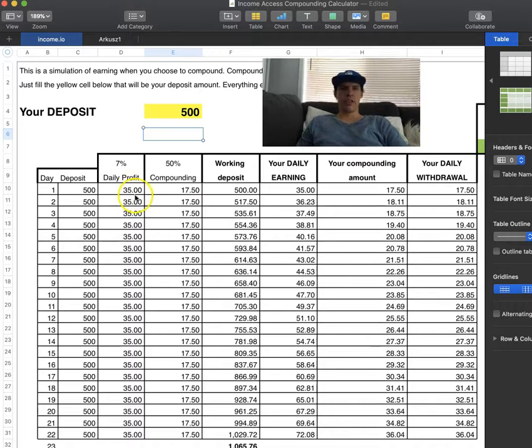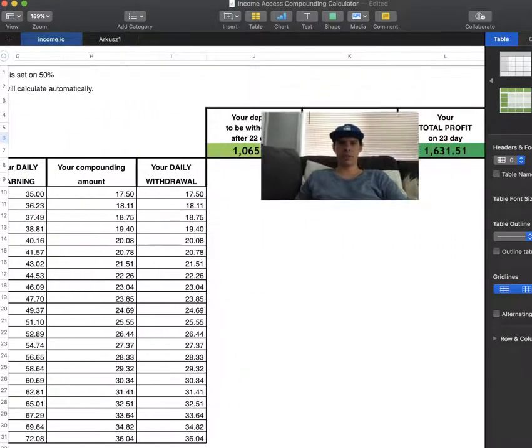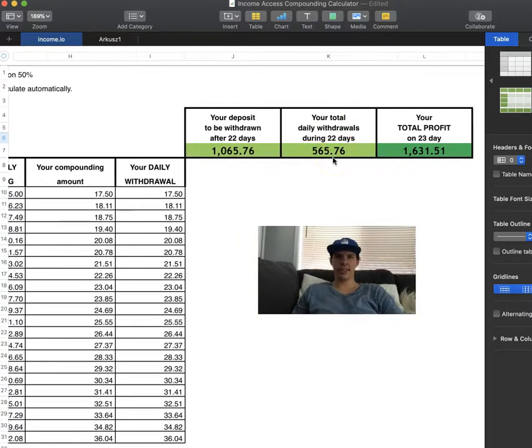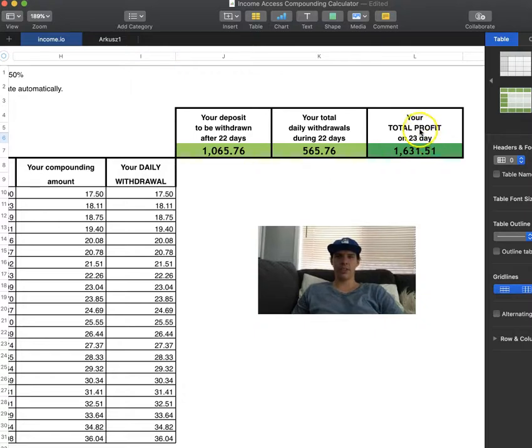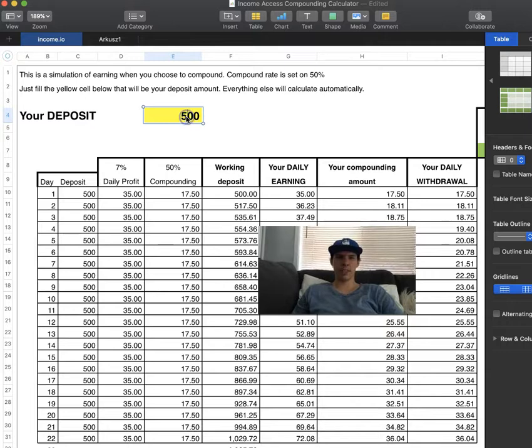So you'll be earning $35 daily. 50% will be compounding, so you earn $17.50. Your deposit to be withdrawn after 22 days is $1,065. Your total daily withdrawals during the 22 days is $565, and your total profit is $1,600. Okay, so let's put this at $1,600.